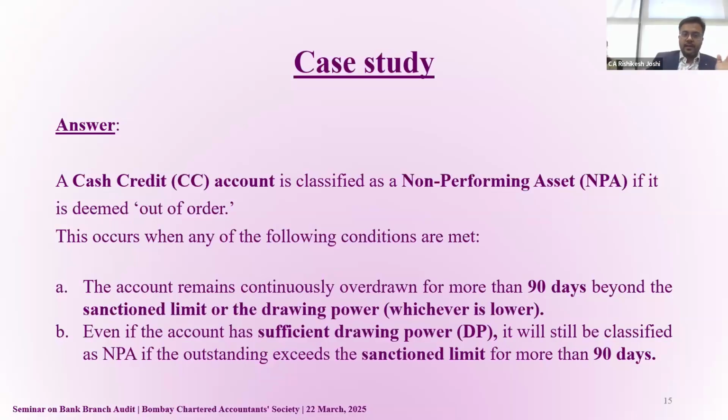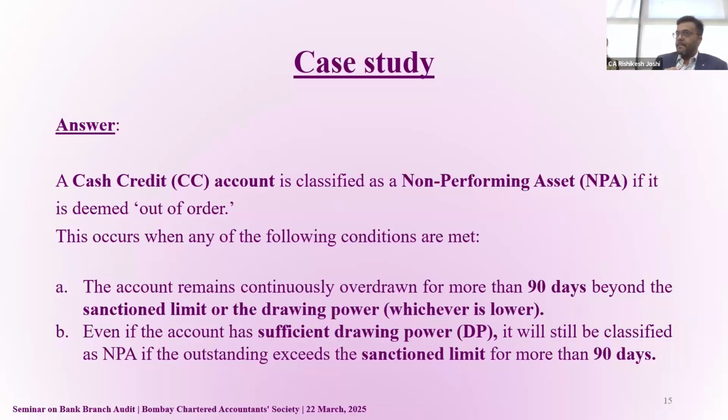So to take this ahead, for example, now if your sanction limit is say 1 crore and your drawing power is say 80 lakhs, the amount that you have withdrawn and the amount outstanding is say 90 lakhs, and this remains like this for 90 days. Will the account be an NPA? The sanction limit is 1 crore, but the drawing power was 80 lakhs. So how will you assess this? Whether it is an NPA or not?